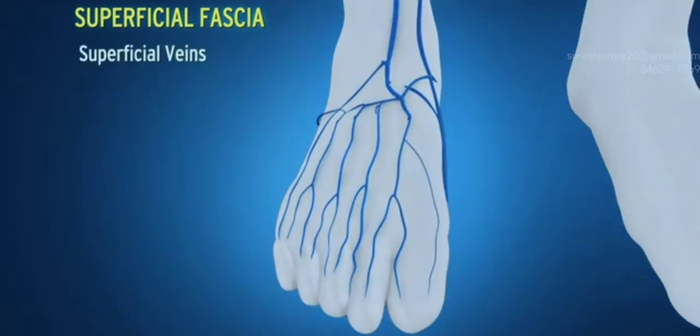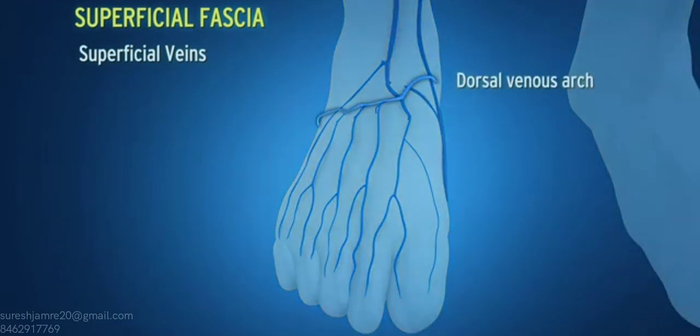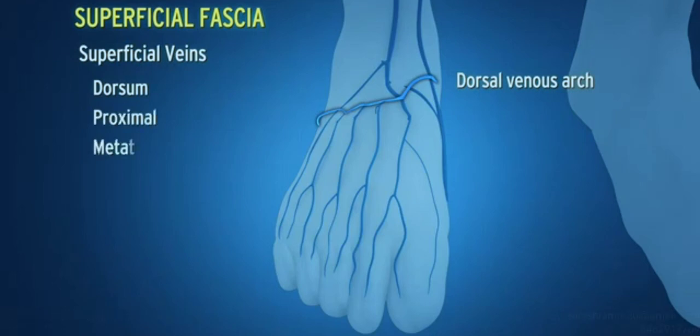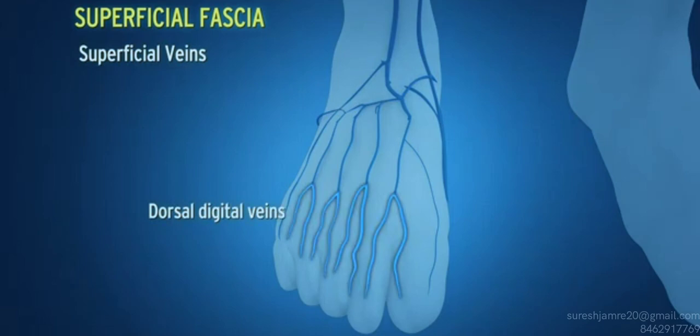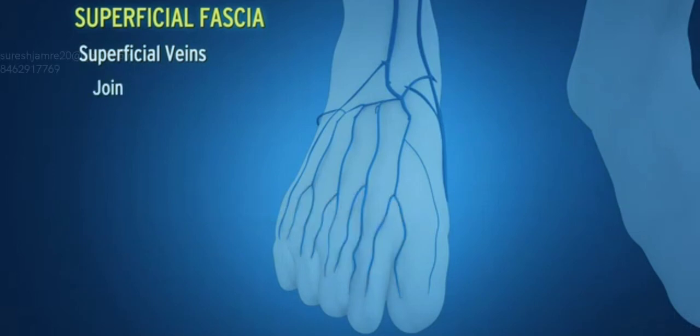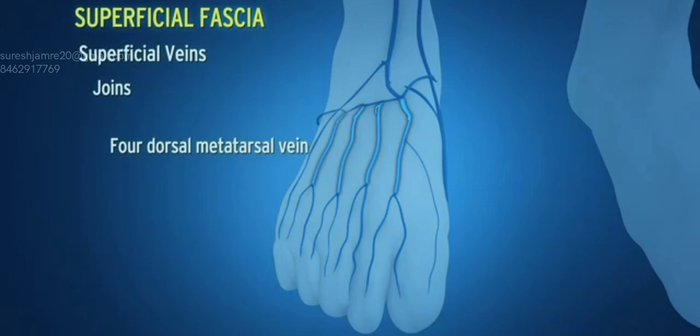Superficial veins. Superficial veins on the dorsum of foot and leg are as under. Dorsal venous arch lies on the dorsum of the foot over the proximal parts of metatarsal bones. Dorsal digital veins. There are two dorsal digital veins in each toe. Each joins to form four dorsal metatarsal veins which terminate in the dorsal venous arch.